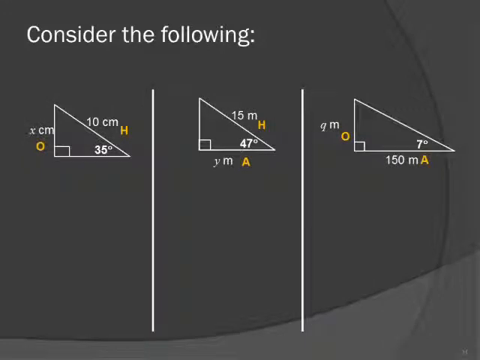Consider the following. We've got 3 examples here. In each of these, the first on the left, we've got the opposite is x and the hypotenuse is 10. In the second one, we've got the adjacent is y and the hypotenuse is 15. In the last one, we've got the opposite is q and the adjacent is 150. So, starting off, we have the 3 of them. Sine in the first one is x over the 10. Cos in the second one is y over 15. Tan in the third one is q over 150.